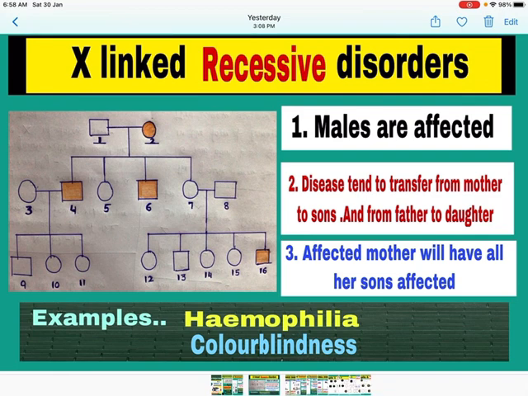This means the disease tends to transfer from mother to son, and it can also transfer from father to daughter. By this you can identify X-linked recessive disorders, and examples of these disorders are hemophilia and color blindness.